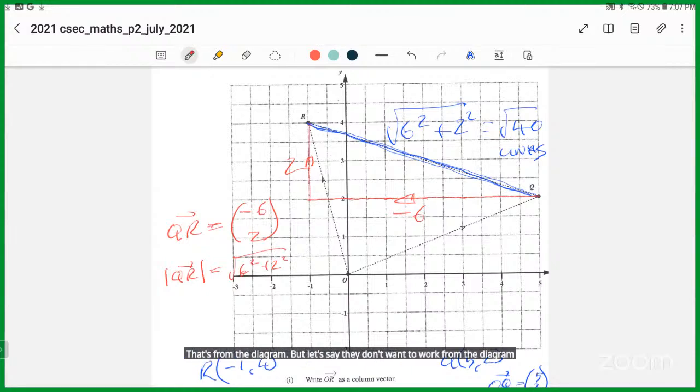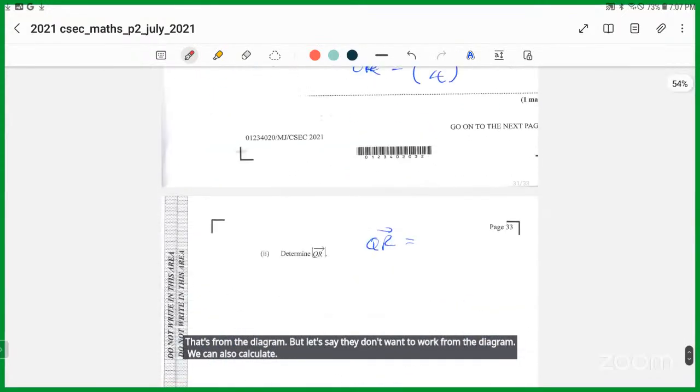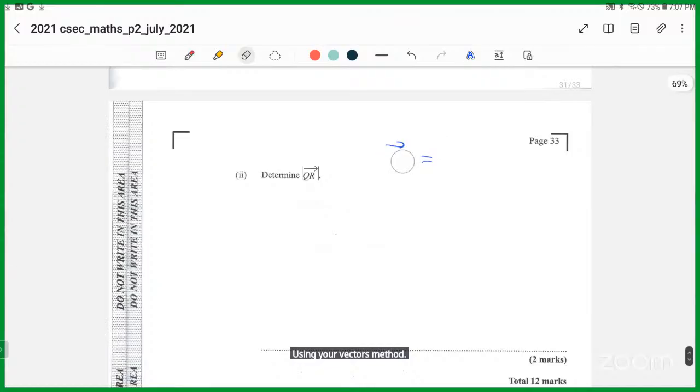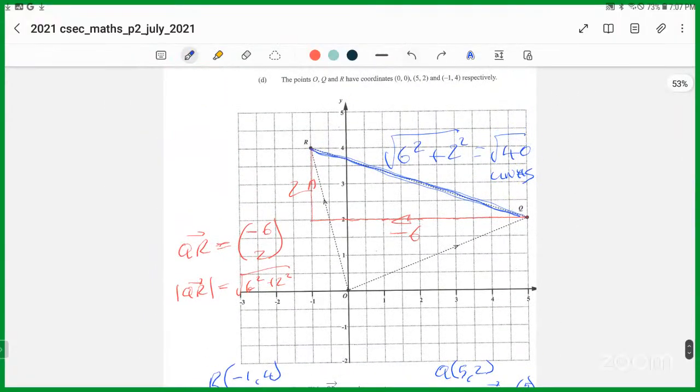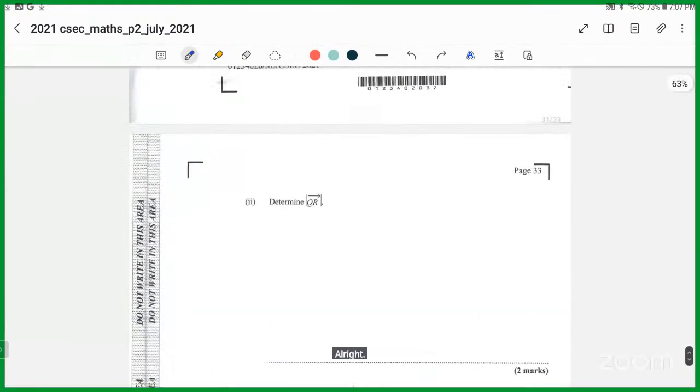But let's say you don't want to work from the diagram. You can also calculate it using your vectors method. So let's say you want to find the vector QR first using a vector method. We just worked from the diagram and I said it's square root of 40 units. The diagram is quicker to do. I can count off the units. But let's say we're going to use a calculation method.